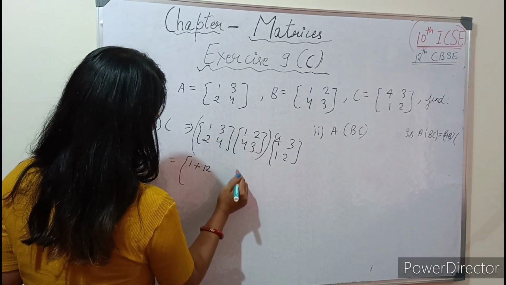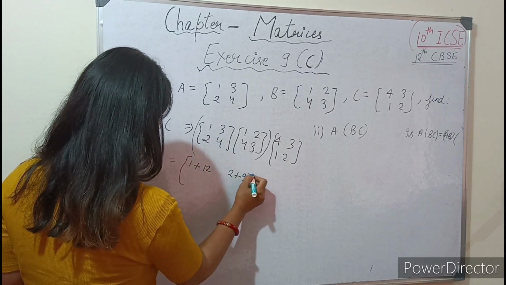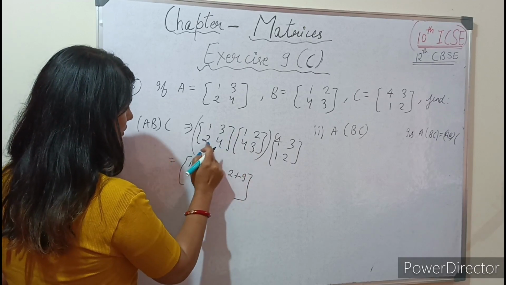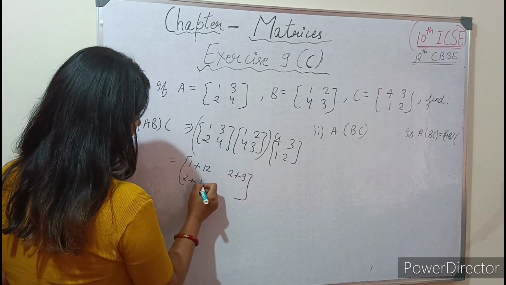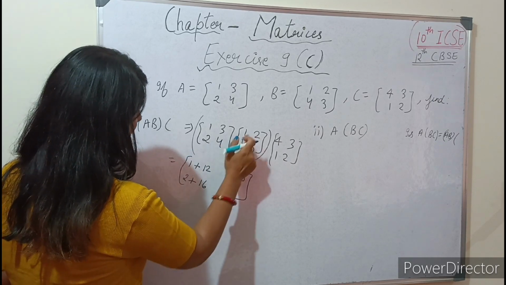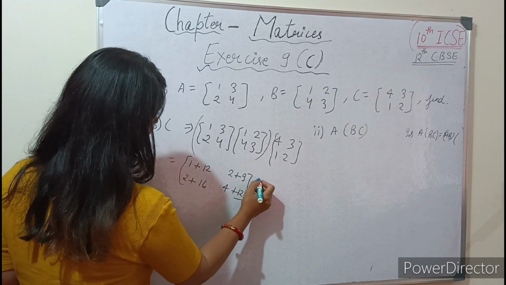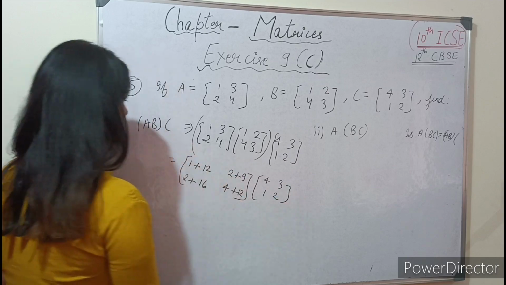Again 1 multiplied by 2 is 2 plus 3 multiplied by 3 is 9. Same way, second row multiplied by the first column. 2 multiplied by 1 is 2. 4 multiplied by 4 is 16. 2 multiplied by 2 is 4 and 4 multiplied by 3 is 12. And this is multiplied by 4, 1, 3 and 2.